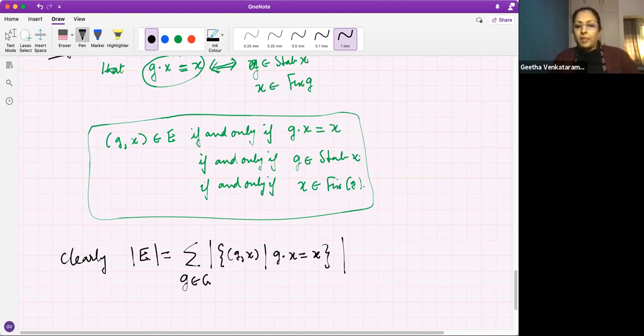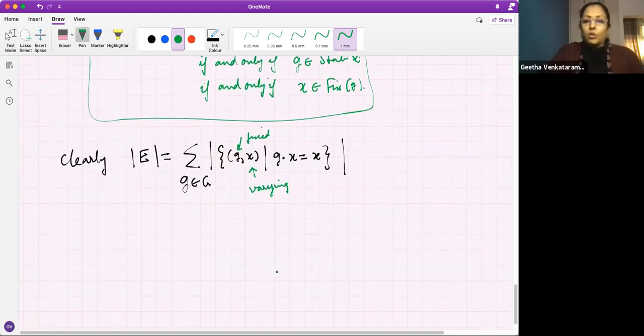So remember what E consisted of? It consisted of all possible such ordered pairs. And now what I'm saying is I do this counting systematically. I first of all allow g to vary over all the elements in G, and for each such g, I'm counting how many x's there are. Okay. So in this bracket inside, my g is fixed and x is varying.